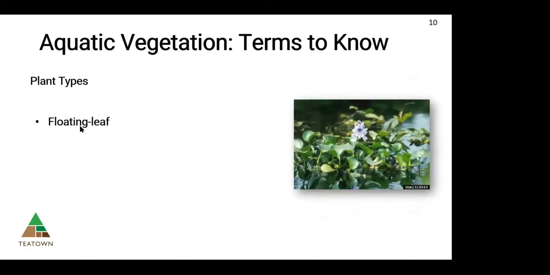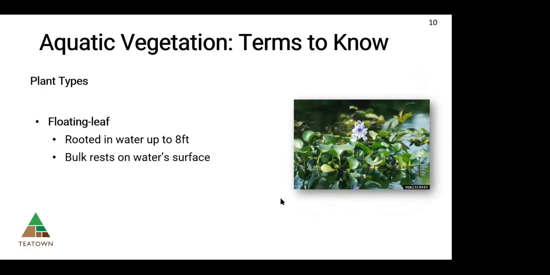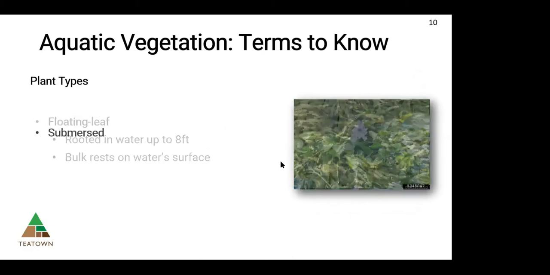And then we have floating leaf plants. These are rooted in water up to 8 feet. So these are what you're going to find mostly around the shallow littoral zone of your lake. You're not going to see these growing in the center of the lake unless you have a really shallow lake. And the bulk of the plant rests on the water's surface. It's pretty self-explanatory. It's a floating leaf plant. Most of it's floating on the surface.